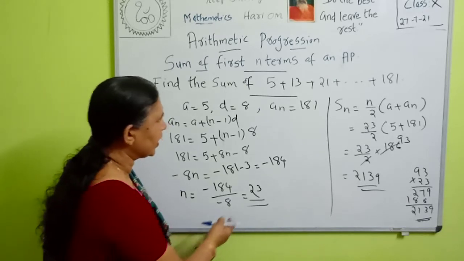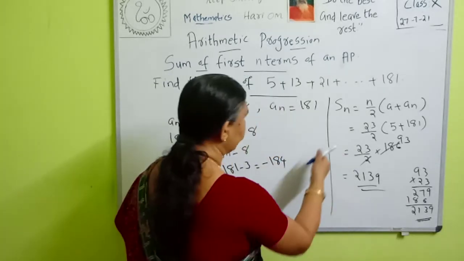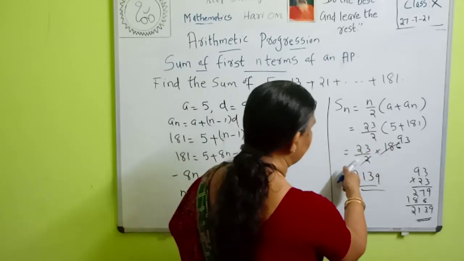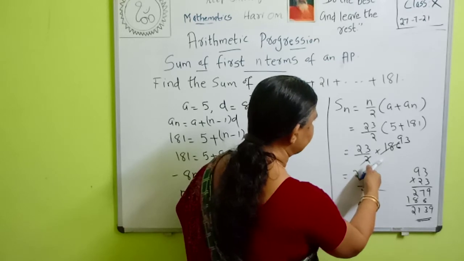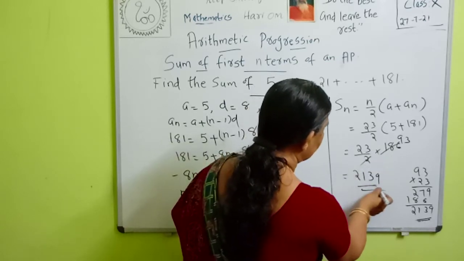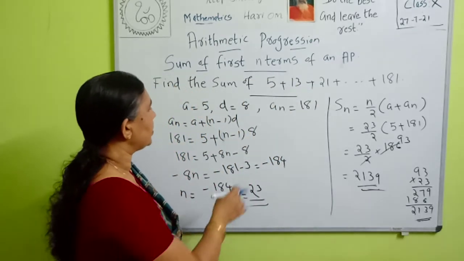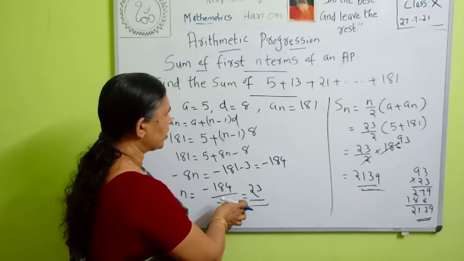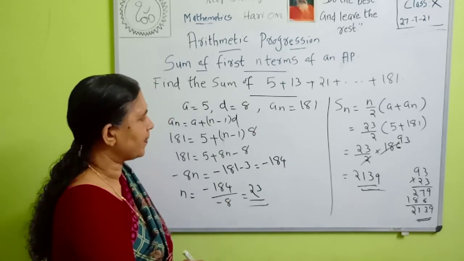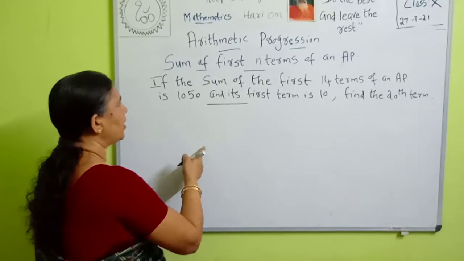That is 23. Then Sn is equal to n by 2 into a plus an. Here n is 23. 23 by 2 into 5 plus 181. That is 23 by 2 into 186. It is equal to 23 into 93. That is equal to 2139. So the sum of 23 terms of the AP is equal to 2139.